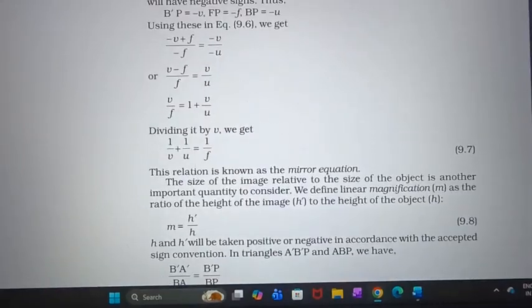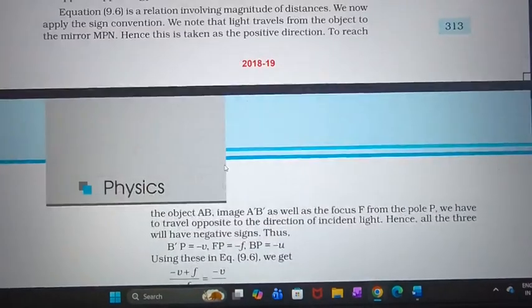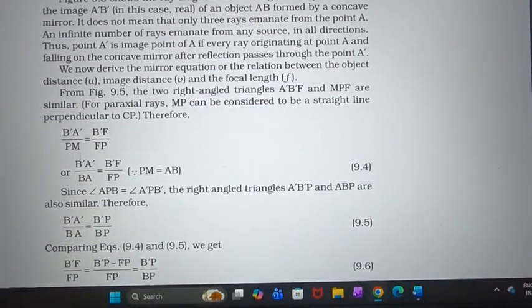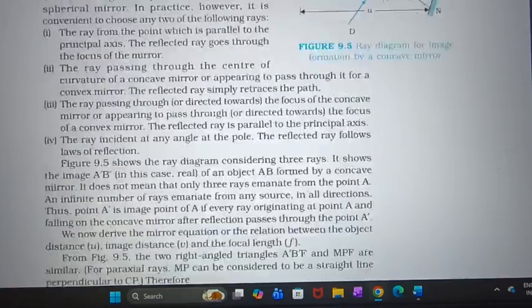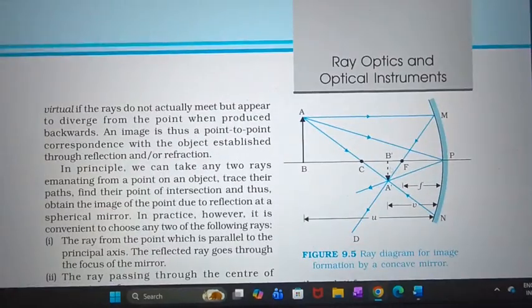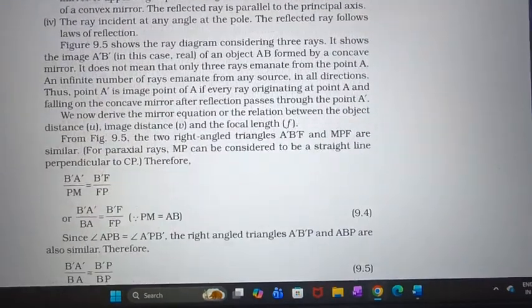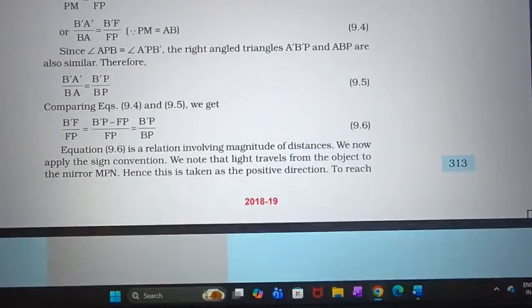Over here, 1 upon f is equal to 1 upon v plus 1 upon u. Now for magnification, you can take the second equation. This is the second equation, as you can see, and just put the values from that image. Now B dash A dash, what is that? What is B dash A dash? Nothing but the height of the image. You can call it h dash. So this will be h dash.